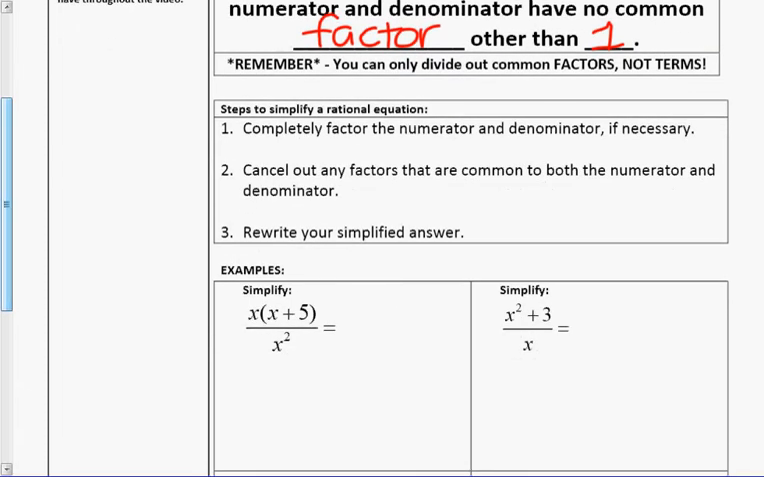So right here, I wrote out all the steps for you. Steps to simplifying a rational expression. We're going to completely factor the numerator and denominator if necessary. We're going to cancel out any factors that are common to both the numerator and denominator. And then we're going to rewrite our simplified answer. So let's go ahead and start with the first one.